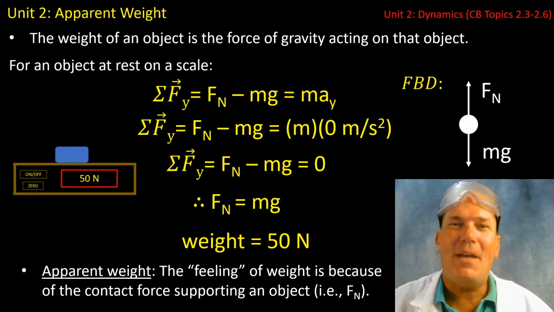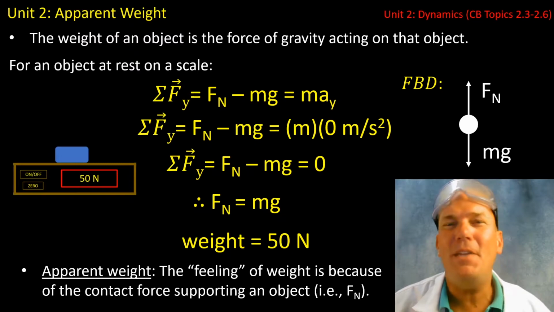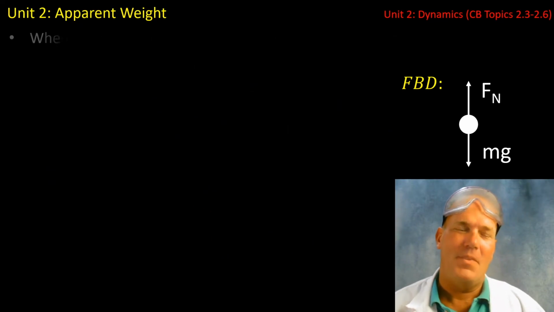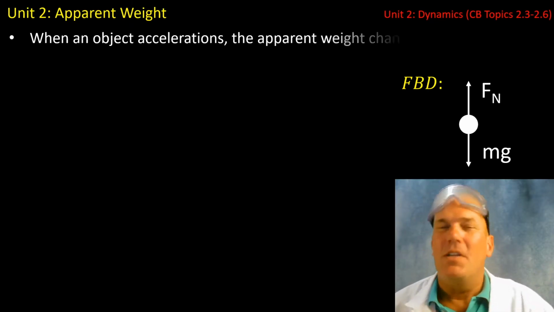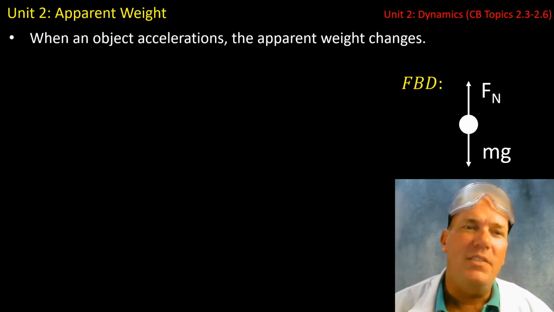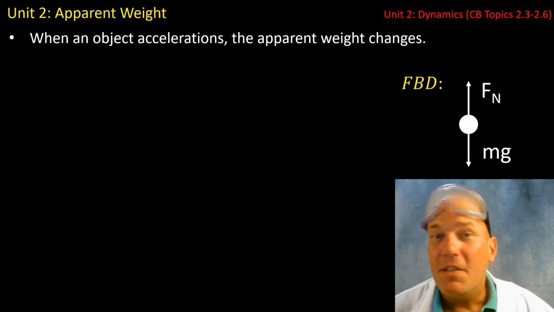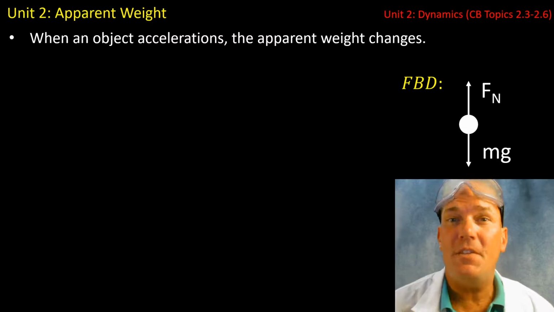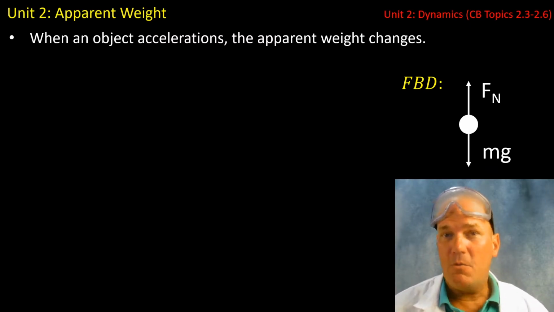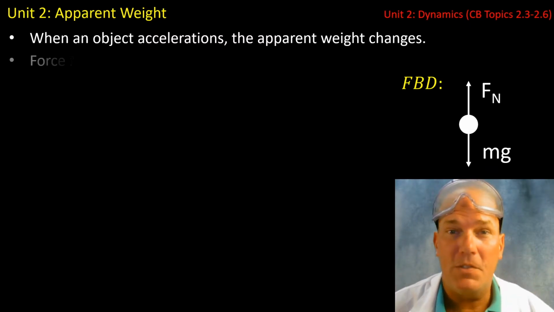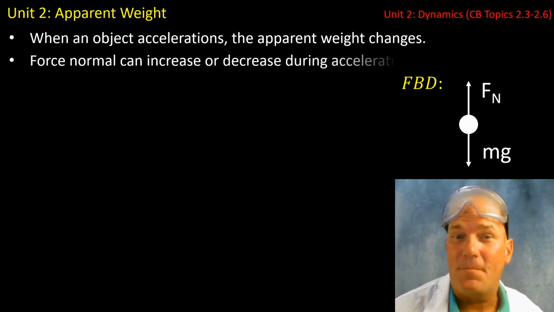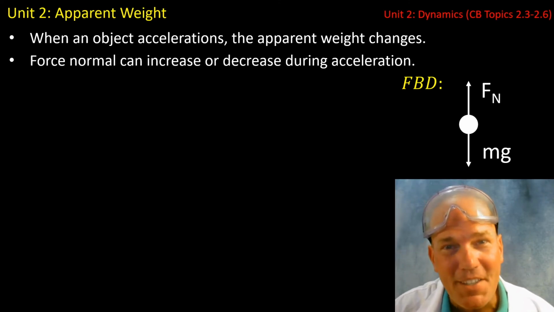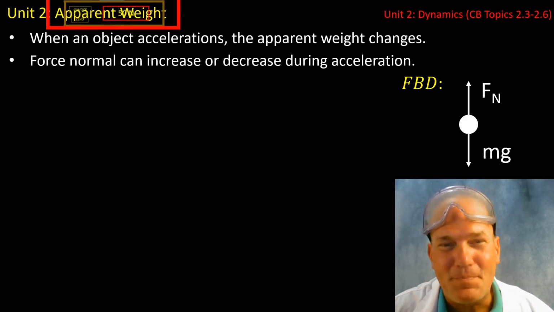And we're going to talk about this in some situations in which the object is accelerating. Okay, so if an object accelerates, the apparent weight changes. Remember, the apparent weight, what we feel as the weight, in other words, that upward contact force, force normal, is changing. It can increase and decrease depending on the direction of the acceleration.